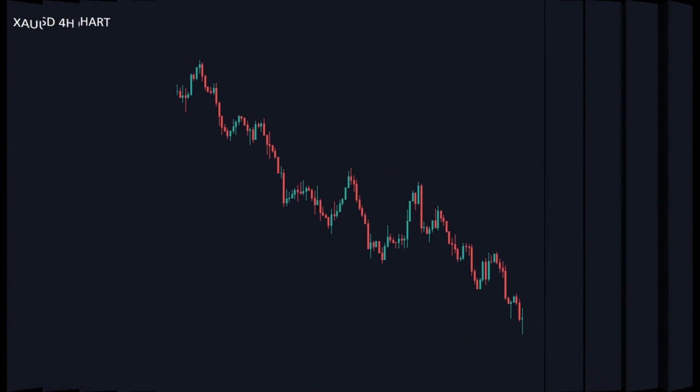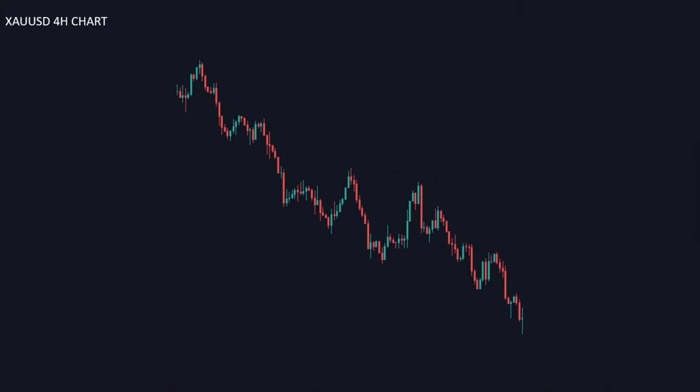What we are looking at now is the 4-hour chart of XAU-USD. This chart clearly tells us that the current trend is a downtrend. Although we can't see too much information on this chart, like support and resistance or trend lines, this chart has told us to try to follow the downtrend.